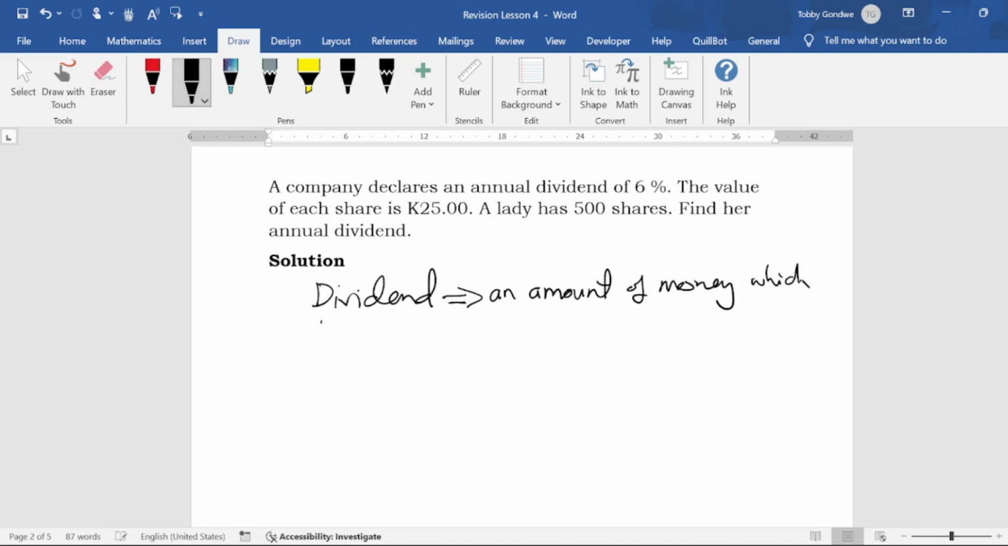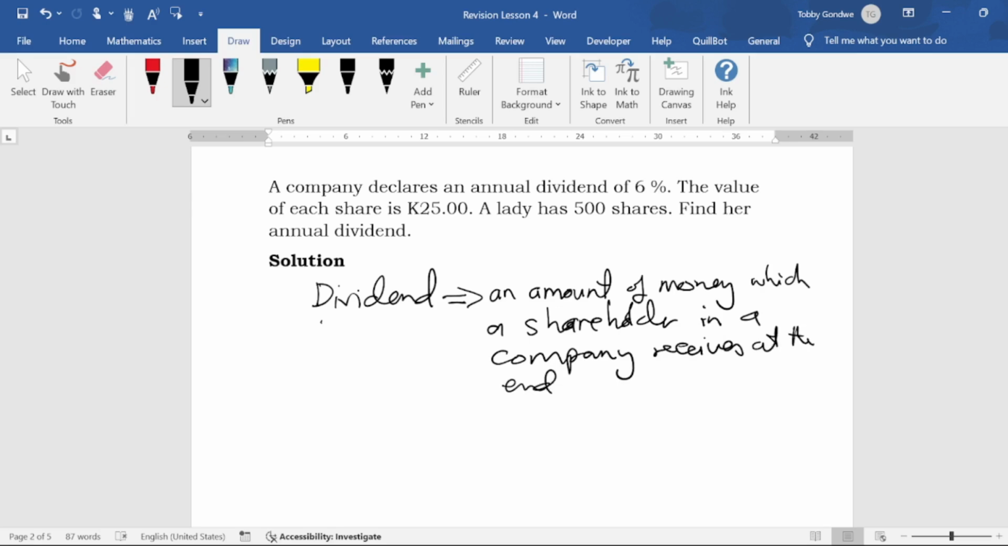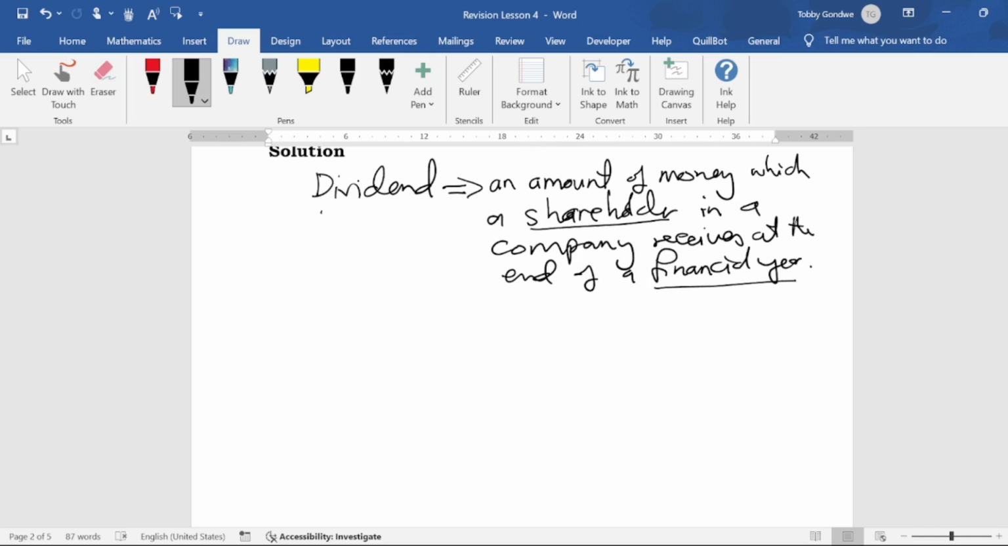which a shareholder in a company receives at the end of a financial year. Why do we talk about the financial year? Because that's the time shareholders actually do a financial report so that they see how much they've made. It's an amount of money.